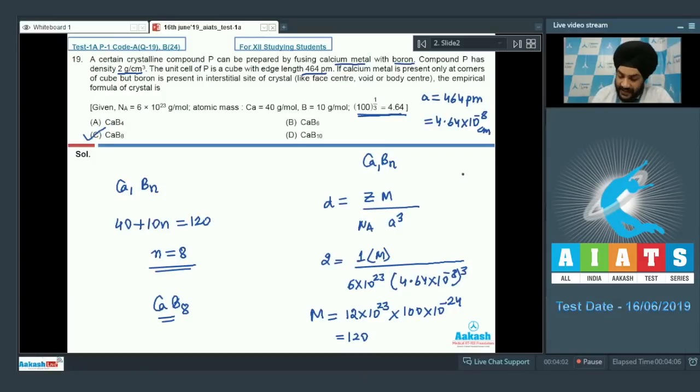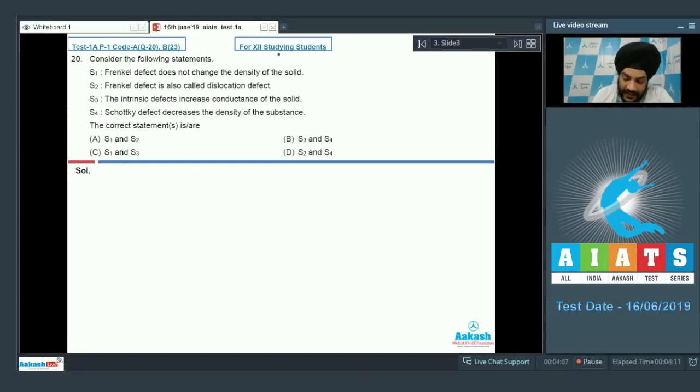Let us look at the next question now. Question number 20. Consider the following statements. We've been given 4 statements and we have to comment on the correct statements. S1 says, Frenkel defect does not change the density of the solid. This is the correct statement, students. Frenkel defect is a dislocation defect in which an atom is dislocated from the lattice point and is present inside the interstitial side of the solid.